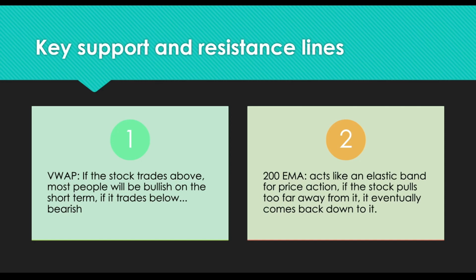And they're both kind of dynamic. We use VWAP and the 200 EMA. The VWAP shows us whether the trades are bullish or bearish, and the 200 EMA acts like an elastic band with the price. The price will always find its way back to the 200 EMA.